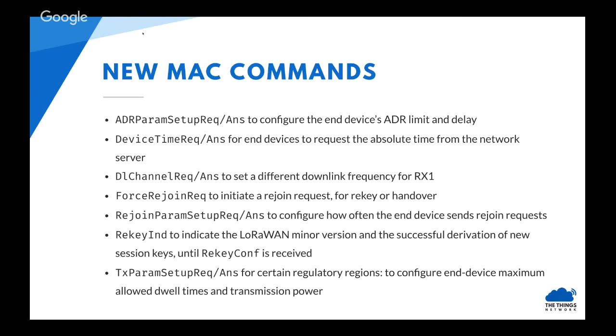There is the downlink channel frequency that can be changed for the first receive window. The network can initiate a rejoin, so the network can instruct end devices to rejoin, start the join procedure, and this can be used for handover, roaming, as I will come back to later, to another network, or just to get new session keys.